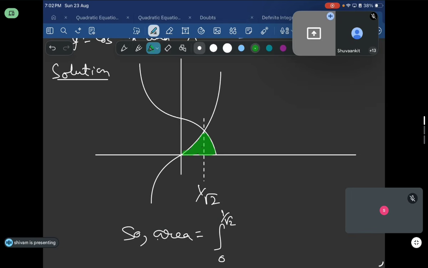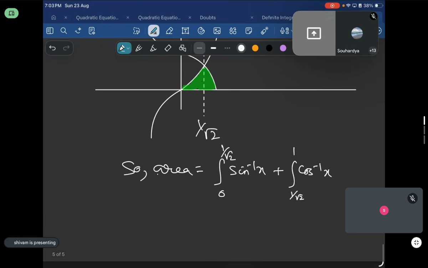From 0 to 1 by root 2, what is the branch? Sine inverse x. And from 1 by root 2 to 1? Cos inverse x. Those who are online, are you people getting? Is it clear? Yes, sir. Okay. And then after that, we have to use by parts. So you can understand how lengthy it will be. But I have got a different method for you people.